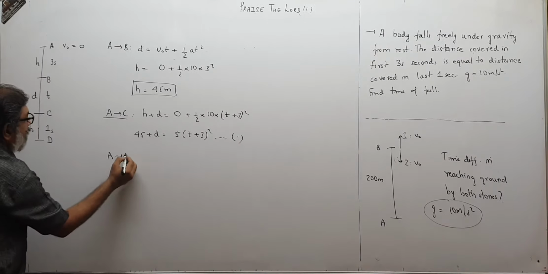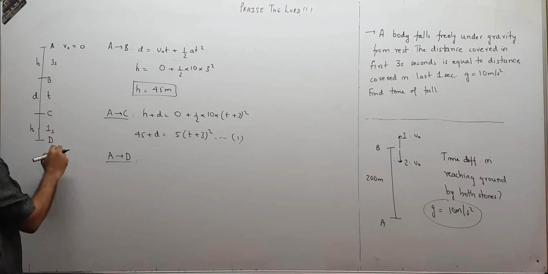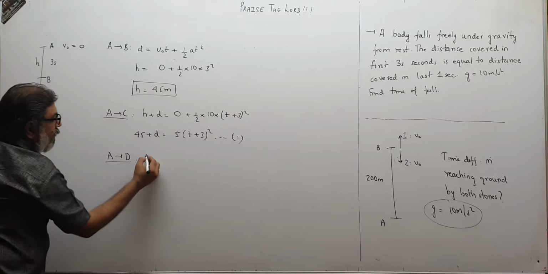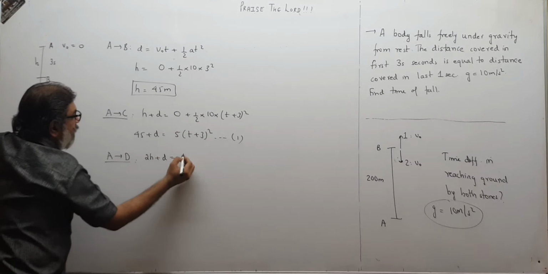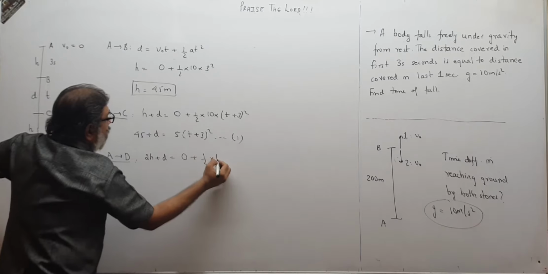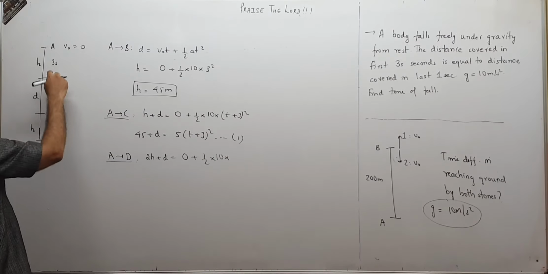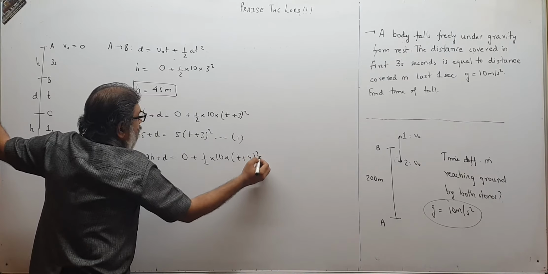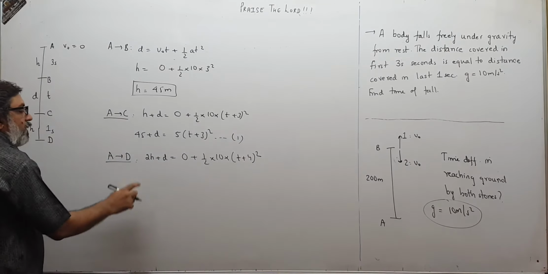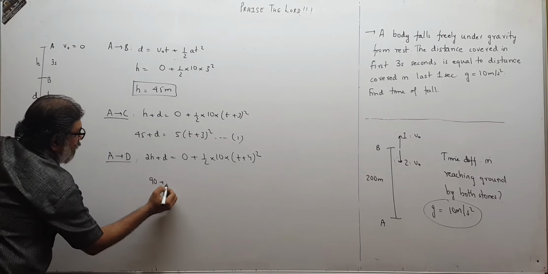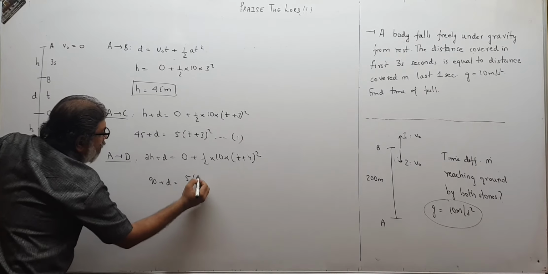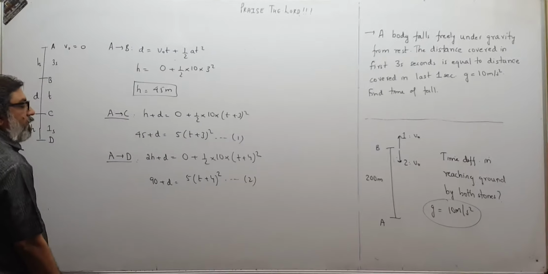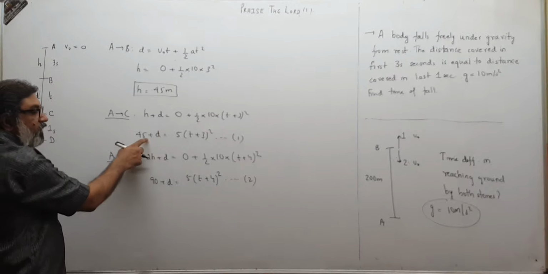Then I go from A to D, from top to bottom. Displacement is H plus D plus H, so 2H plus D. V0 is 0, half into 10 into, what is the time taken? 3 plus T plus 1, T plus 4 whole square. Half AT square. 2H means 90 plus D is equal to 5 into (T plus 4) whole square, equation number 2.